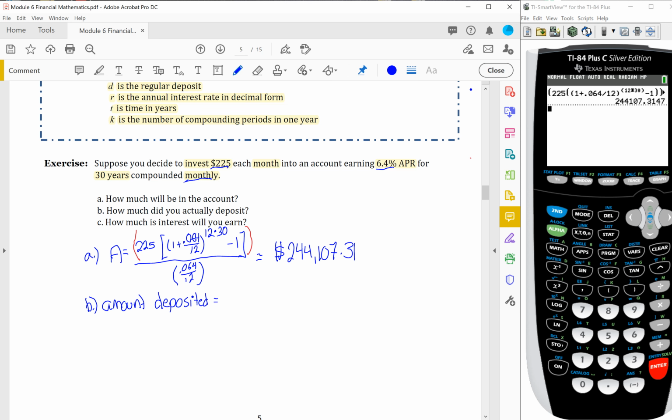The amount deposited. Well, we're depositing $225 every month, and we do that for every month out of the year, for 12 months. This represents the amount of money deposited for 1 year. But we're doing it for 30 years, so times 30. So 225 times 12 times 30. And I get $81,000.